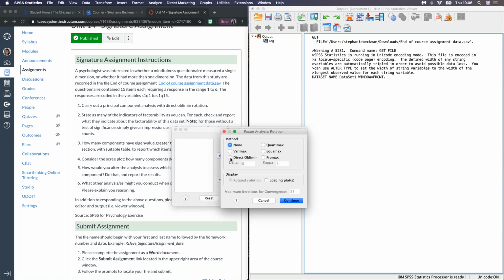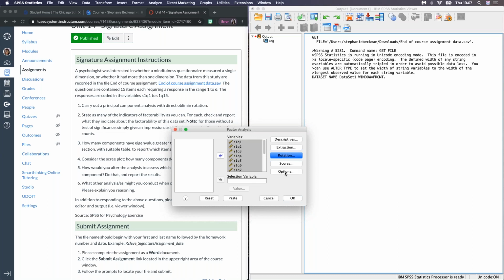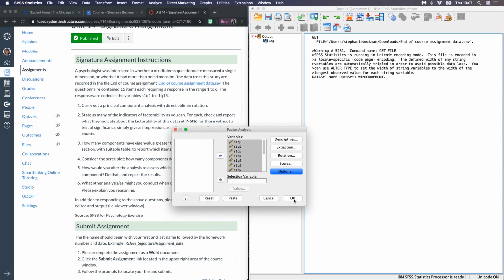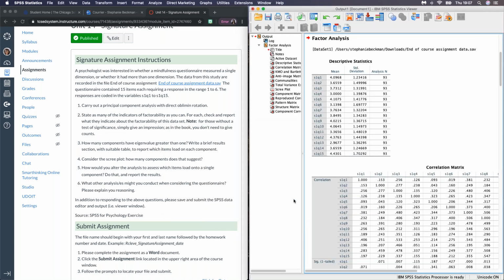Rotation. We know that we're doing direct Oblimin because that's what the assignment set up here, with direct Oblimin rotation. So we need to make sure we have checked that. And under options, actually, I think we're okay with options. I don't think we need to make any adjustments here. We could potentially suppress small coefficients if we wanted to, but at this point, I prefer to just have everything available so we can see what we come up with. So continue and okay. So this gives us all sorts of information.